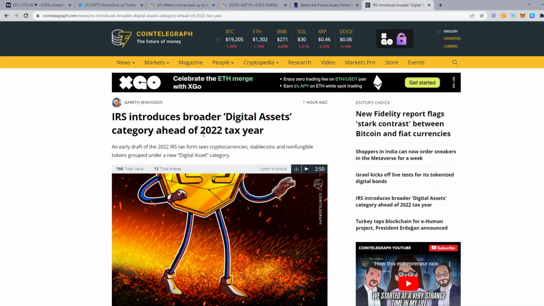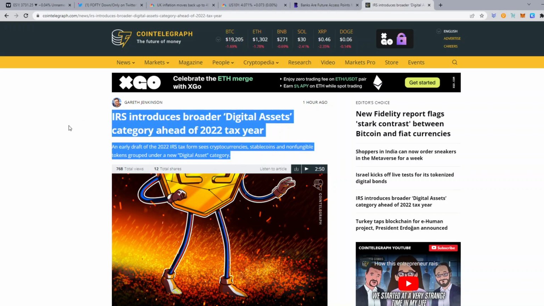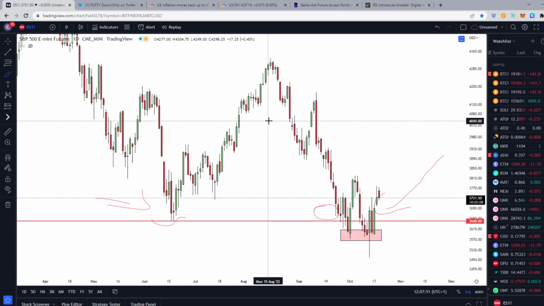Also, the IRS introduces broader digital asset categories ahead of the 2020 tax year. So the world is moving towards crypto. It's moving towards accommodating it, regulating it, and having it as a part of the broader financial system. And we're not there yet, but that is coming. We've just got this harsh period of recession to face, where everybody's skint and nobody can afford to buy crypto or really anything, which is going to flush liquidity out of markets.